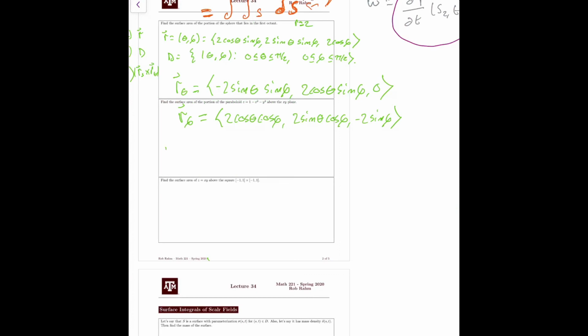Okay, so now let me just record here: the magnitude of r theta cross r phi is equal to 4 sine phi.